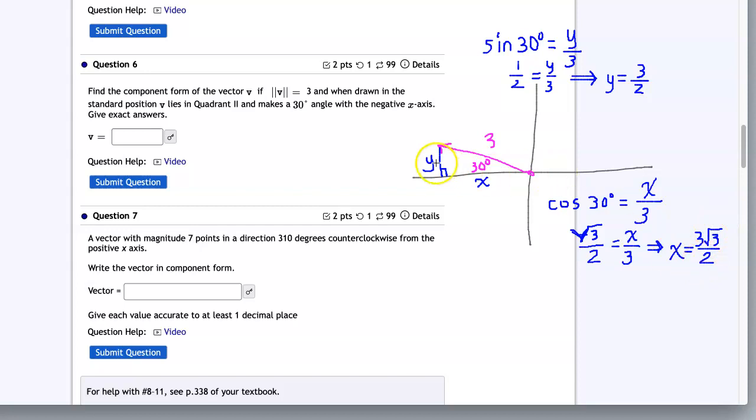But that's based off a 30, 60, 90 triangle, and that doesn't necessarily correspond to this exact point right here. This point is in the second quadrant. So the x value needs to be a negative value. And so we would write the component as negative 3 root 3 over 2. And of course, the y value is still positive because we're in the second quadrant.